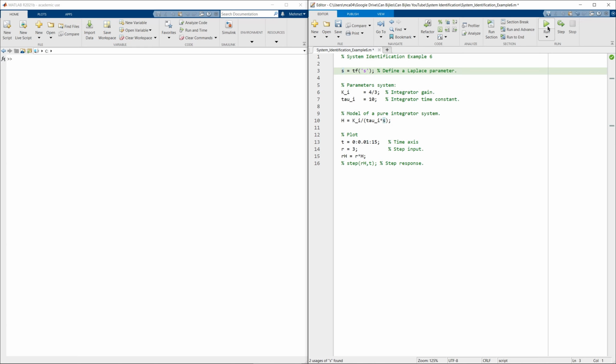So first let me run this script. So I do the run, and you can see that it's running here on the left side on the command window. Then I will check my transfer function h. Let's do that, h, and then enter. Then you will see that this is then our transfer function. This is of course 4 over 3, which is actually the ki, and this is the tau, it's 10, and that is the s. So it's actually what we had.